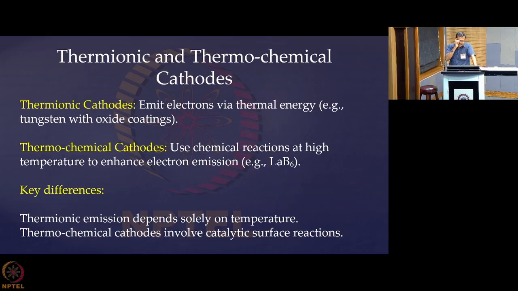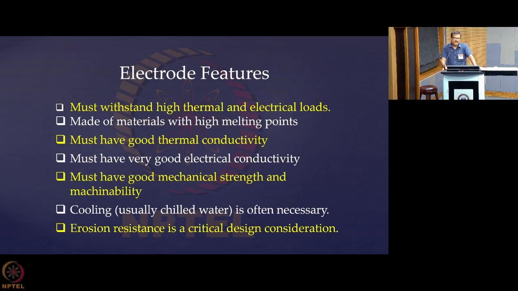So that is another interesting behavior which makes them stand in such an active chemical environment at very high temperature. So the key difference is that thermionic emission depends solely on temperature, and thermochemical cathodes involve catalytic surface reactions while emitting. So these are the thermochemical and thermionic cathodes which are basically being used in the area of thermal plasma devices, and most of the devices can be made using these two types of cathodes. Now, what are the features of the electrodes?